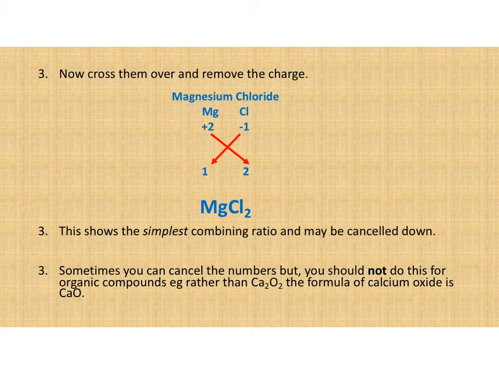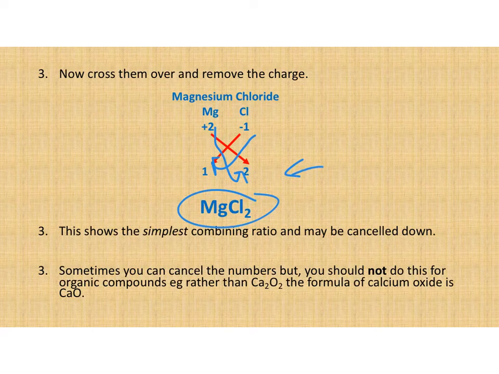Now I cross those two numbers over and remove the charge because we don't need that anymore. You always do need to make sure you've combined a positive with a negative. So the Cl -1 goes over to become underneath magnesium, like so, and the magnesium +2 goes under the chlorine. And that is your formula, MgCl2. So nice and straightforward, and it will work for all of these compounds. This shows the simplest ratio. In terms of magnesium to chlorine, it's a 1:2 ratio, so you can't cancel that down any further.